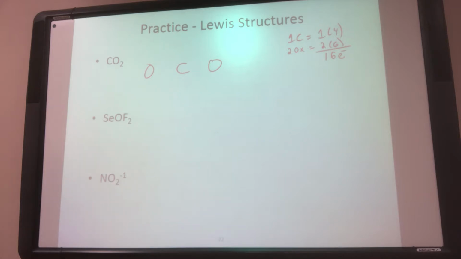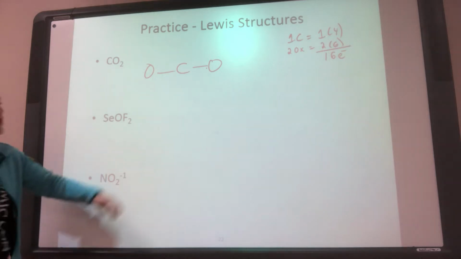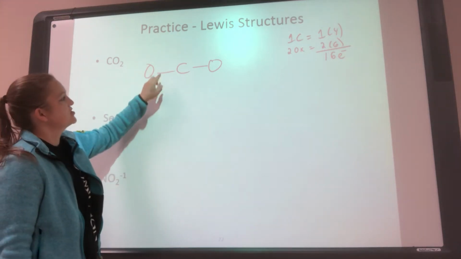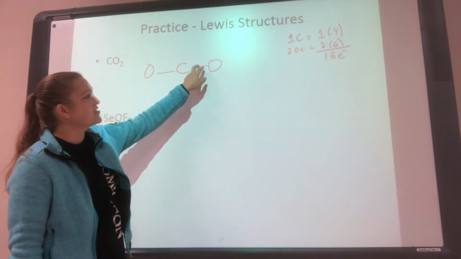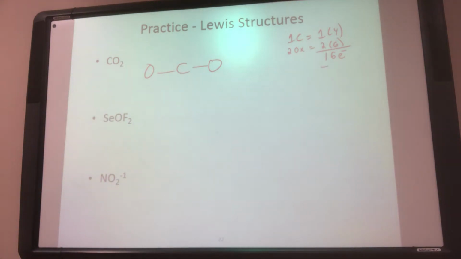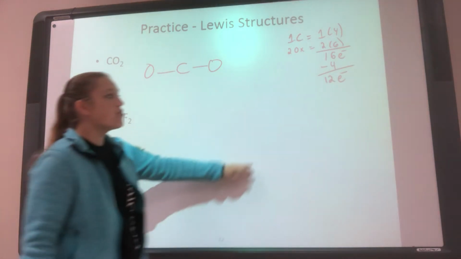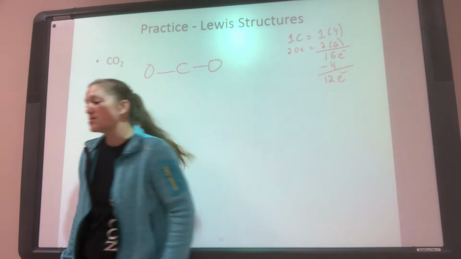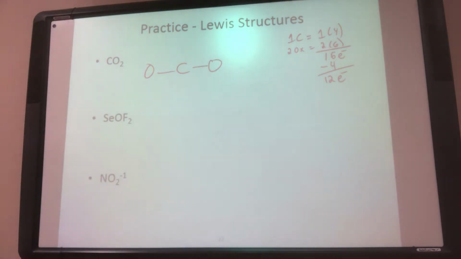Step 3 is to make single bonds. So I make a single bond between everything. Remember, one single bond is 2 electrons. So that's 2 electrons, that's 2 electrons, so I've used 4. I have to subtract that from how many electrons I had total. This is really important, keeping track of your electrons, because you cannot use more electrons than you have, and you cannot just leave any left over. So you've got to use them all.